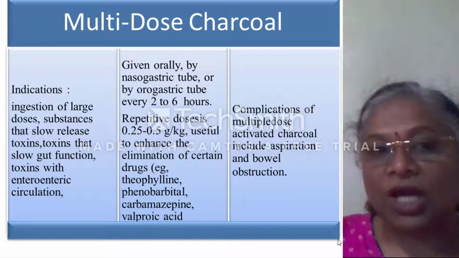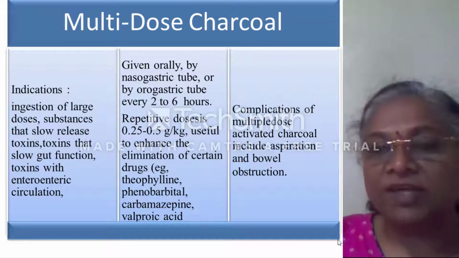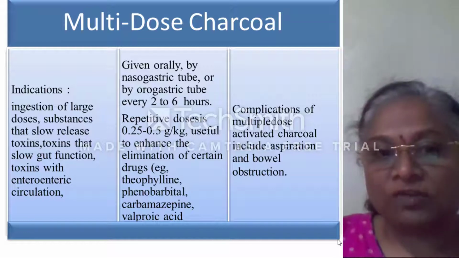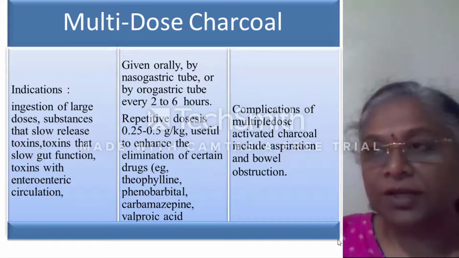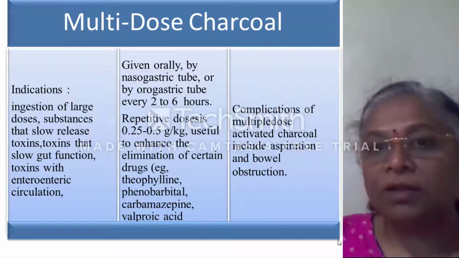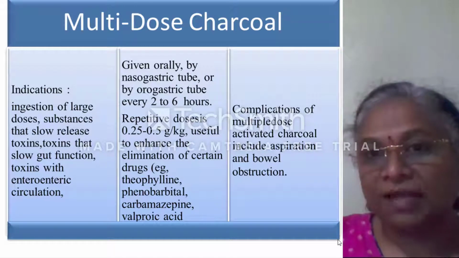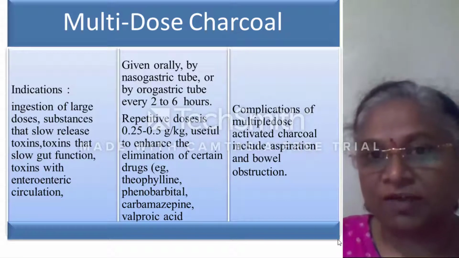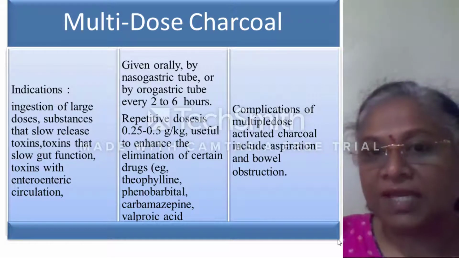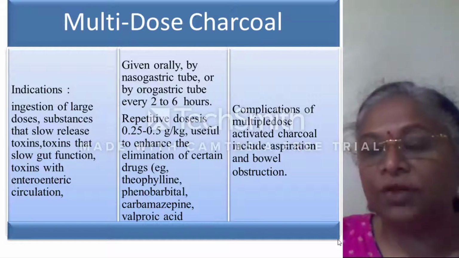What is multi-dose charcoal treatment? It is indicated when there is ingestion of larger doses, or substances with slow release of the toxin, or toxins that slow down GIT function, or toxins which undergo enteroenteric circulation. Multiple doses of charcoal are given orally or by nasogastric or orogastric tube repeatedly at intervals of 2 to 6 hours, and they are useful to enhance the elimination of certain drugs like theophylline, phenobarbital, carbamazepine or valproic acid.